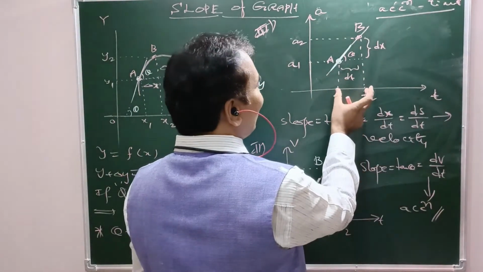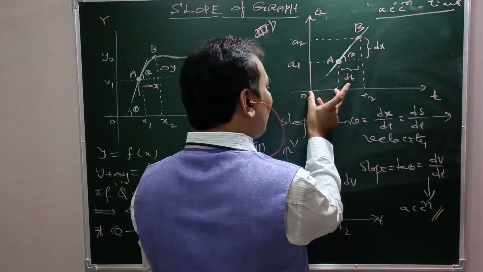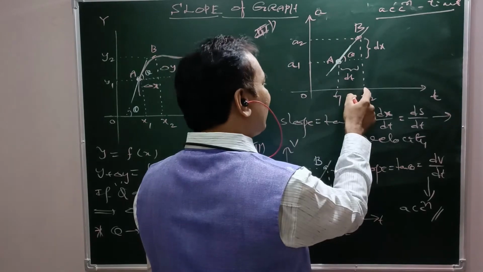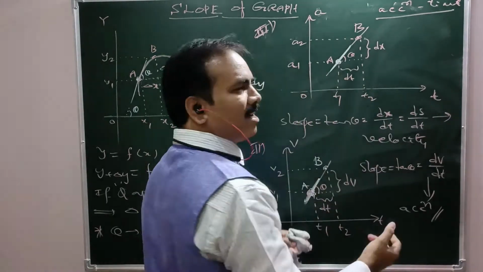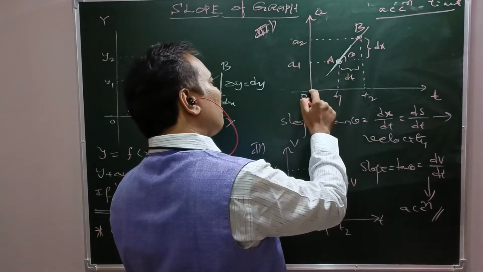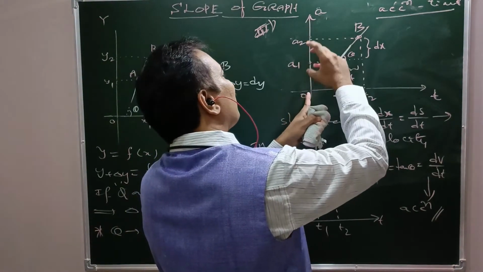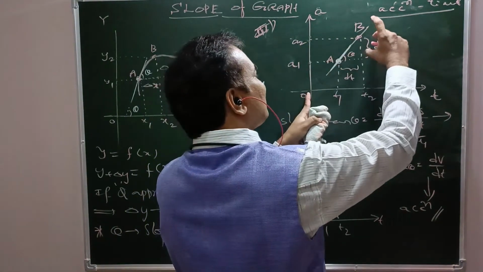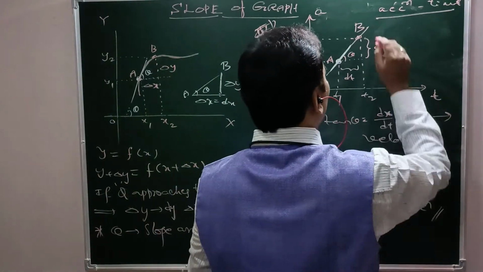So what is the interval here? From 0 to this position t2, here it is t1. Now what is this time interval? Means t2 minus t1, that is delta t or dt. So from here to there, what is the value of acceleration? A2. From here to there, A1. Means A2 minus A1, that is delta A or dA.